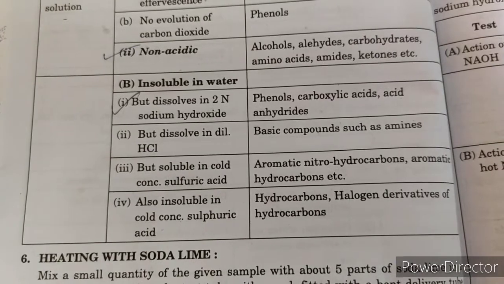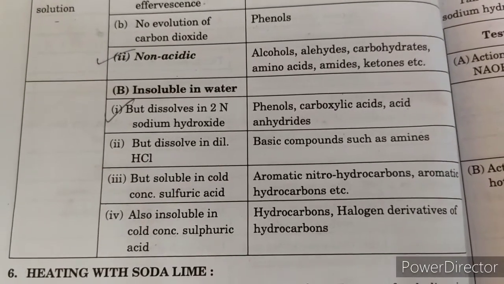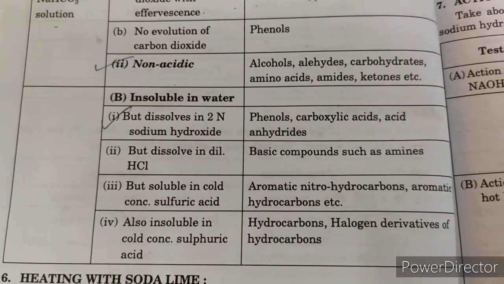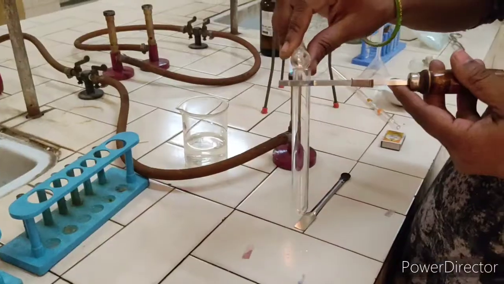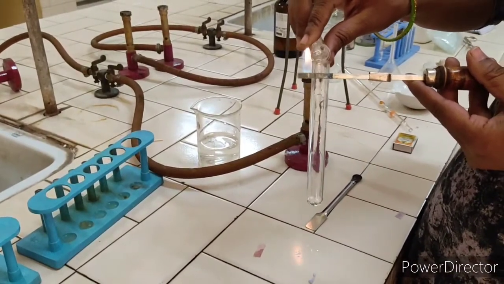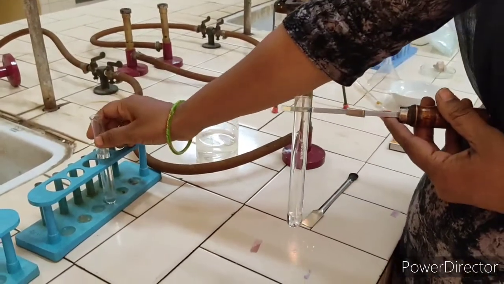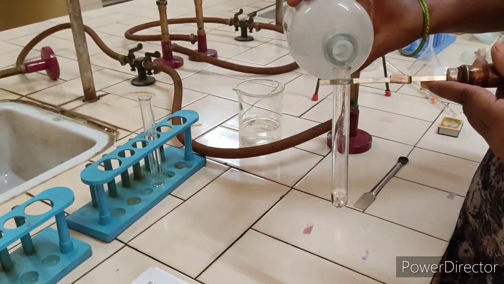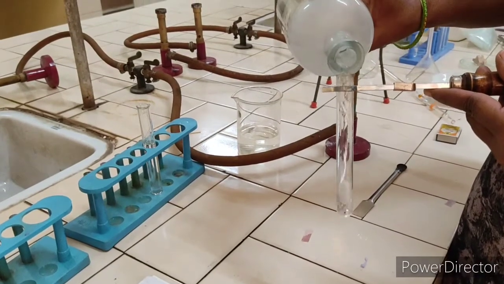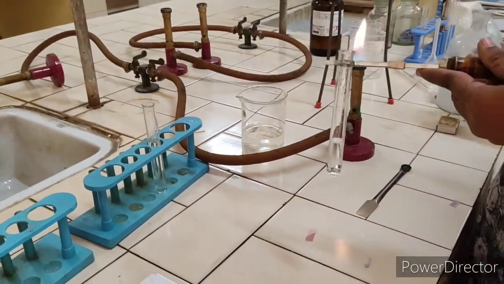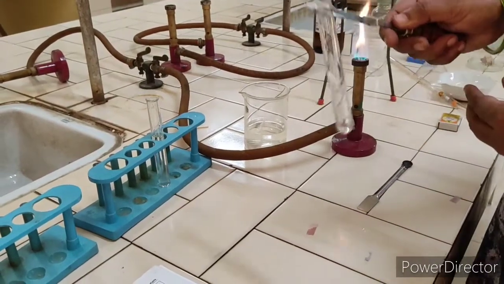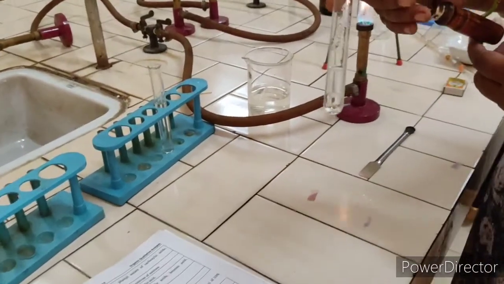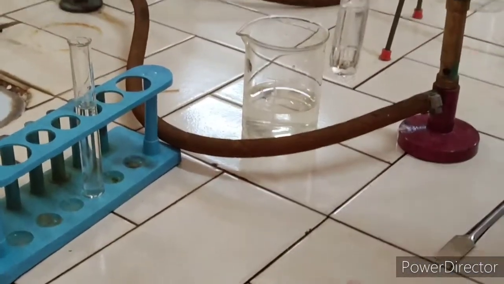As we know our compound is insoluble in water, we have to check its solubility in sodium hydroxide, hydrochloric acid, concentrated sulfuric acid and cold concentrated sulfuric acid, and accordingly write down the inference. I have taken a few ml of sample in a test tube. Now I add sodium hydroxide solution. Here also the sample is insoluble. You can see the two layers.